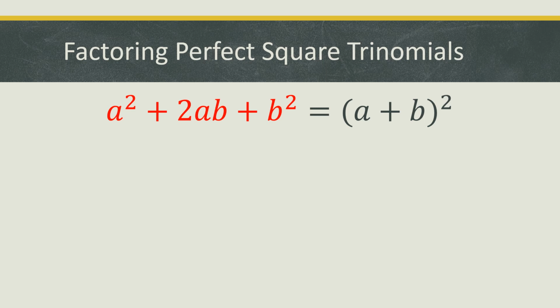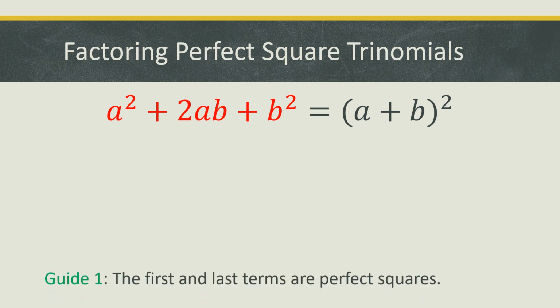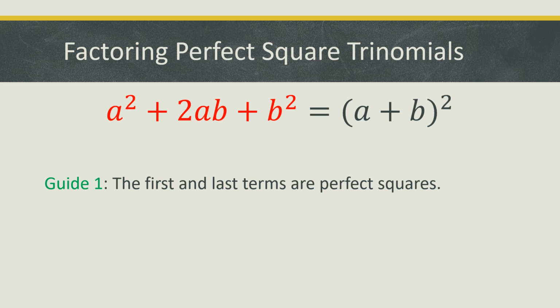For us to know if a given trinomial is a perfect square trinomial, we have to follow some guides. Guide 1. The first and the last terms should be a perfect square. So in this example, a squared is a perfect square. If we get the square root of a squared, that will give us a. And so, b squared, if we get the square root of b squared, that will give us b. So therefore, the first and the last terms are perfect squares.